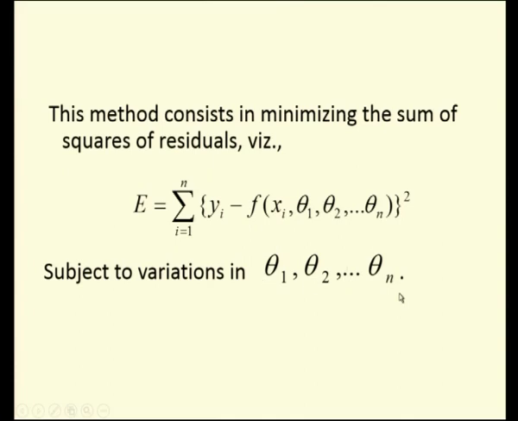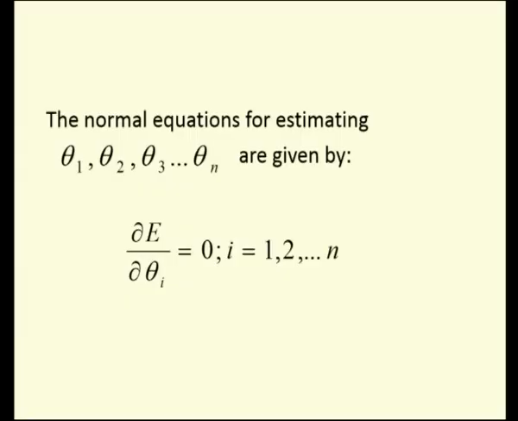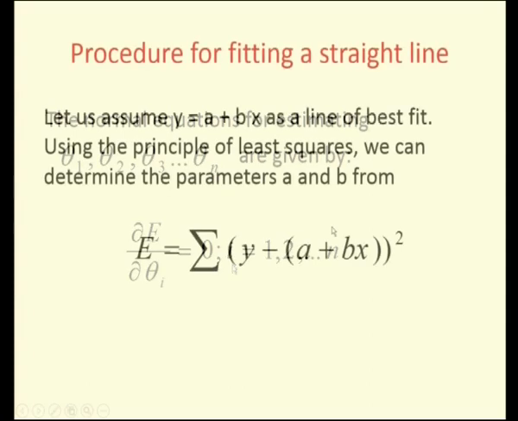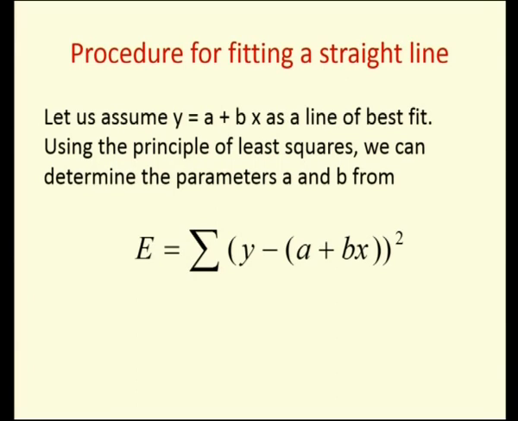In general, the problem is to estimate theta 1, theta 2, etc. up to theta n, which is given by dou E by dou theta i equal to 0, i is equal to 1, 2, 3, etc. up to n. There are different methods in estimating the parameters, but in particular let us go to the procedure for fitting a straight line. So let us assume y is equal to a plus bx as a line of best fit.